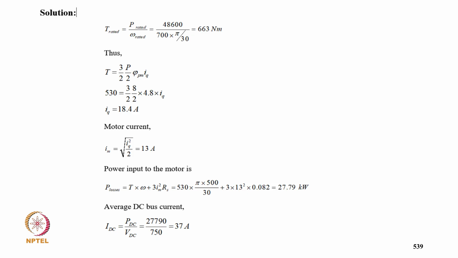So rated torque is P rated upon omega, 36 Newton meter. Thus, typically, putting the value, IQ comes to 18.4. Motor current is IM equal to IQ by root 2, that is 13 ampere. And power input is the motor current: P loss plus T into omega plus 3 IM square R, so it comes to 27.7 kilowatt. Average DC current is PDC upon VDC, it comes to 37 ampere.